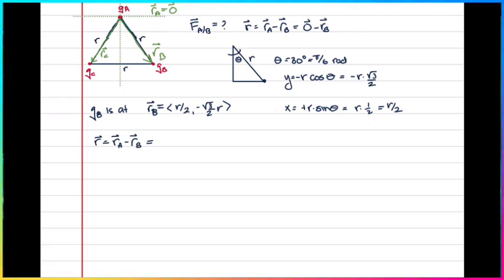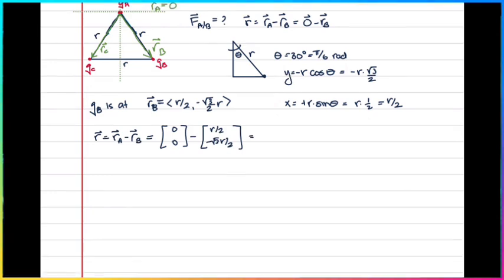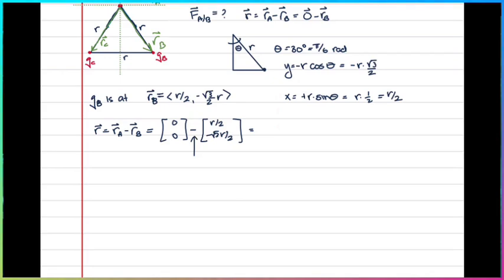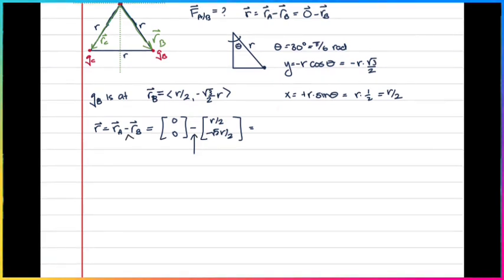or I'll write it, and I'll go back to columns again, right? It was 0 in the x, 0 in the y, because it's at the origin, minus, and then we just figured out that this is r over 2, root 3r over 2. Notice the minus, and this minus is because it's the difference of two vectors. It has nothing to do with the coordinate system. This minus has to do with the coordinate system.